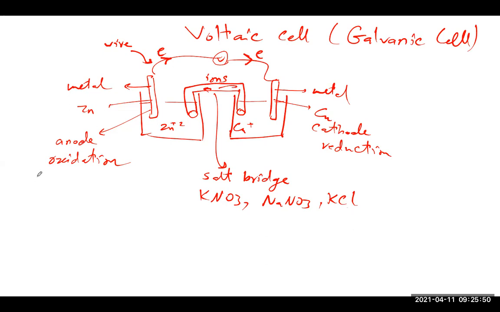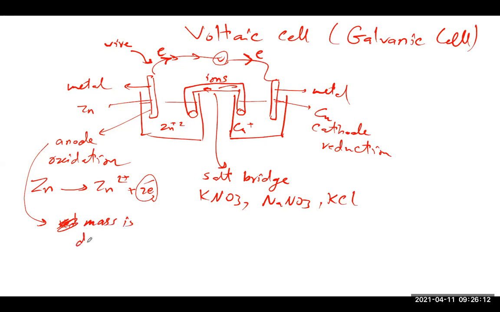Here Zn will be oxidized. It means Zn will be converted to Zn2+ plus 2 electrons. Oxidation means losing electrons, so this is the source of electrons. After a time, the mass of the anode, the Zn, will be decreased. And here Cu2+ will be reduced. It means Cu2+ will gain 2 electrons and deposit on the cathode, so the mass of the cathode is increased.